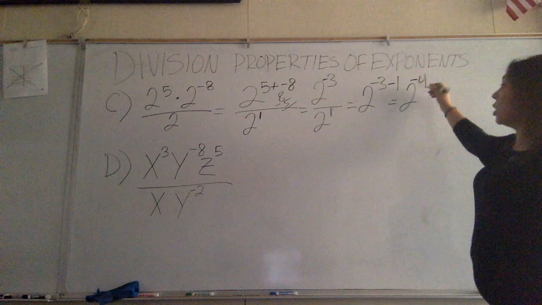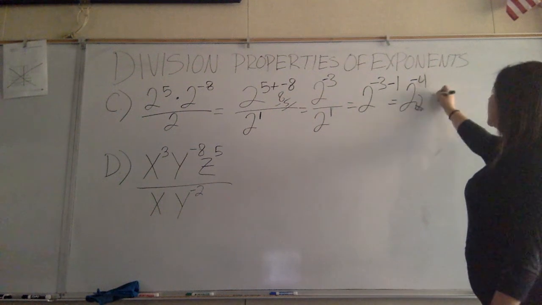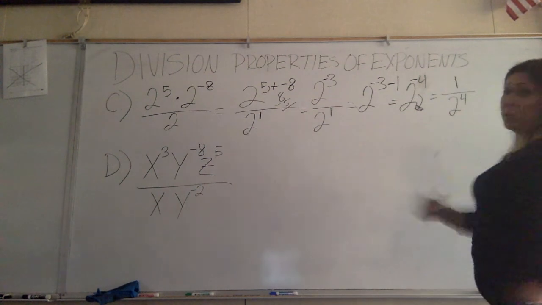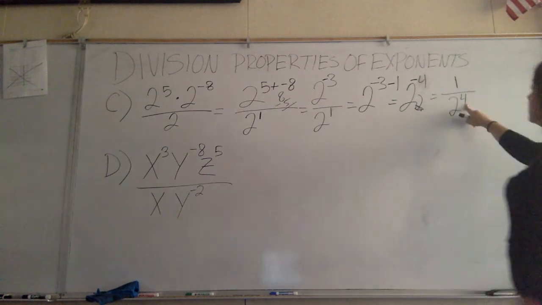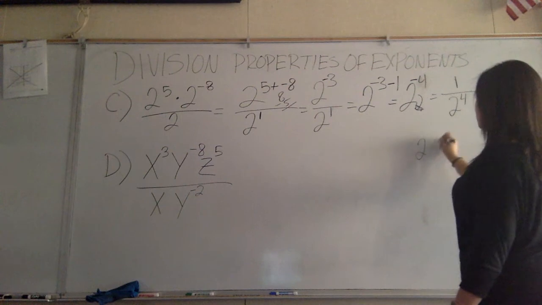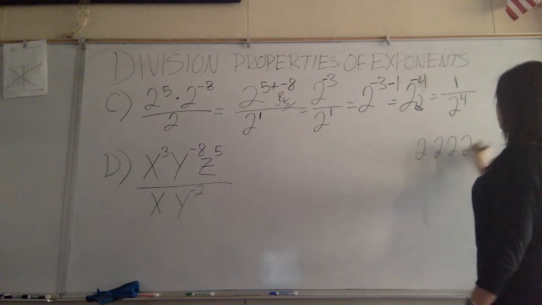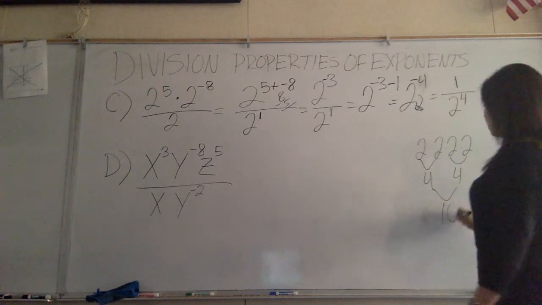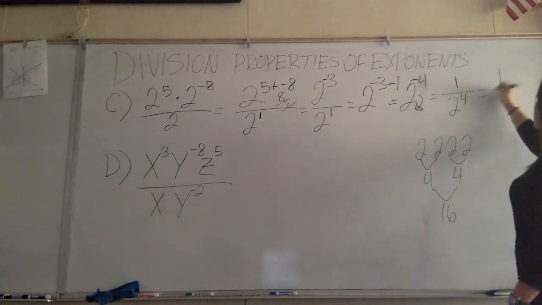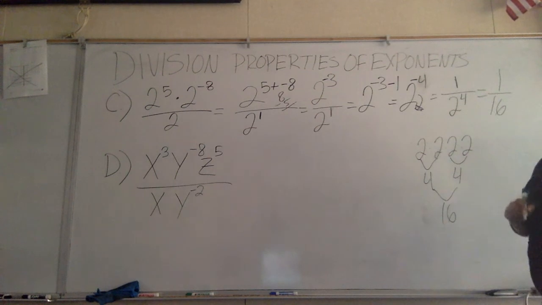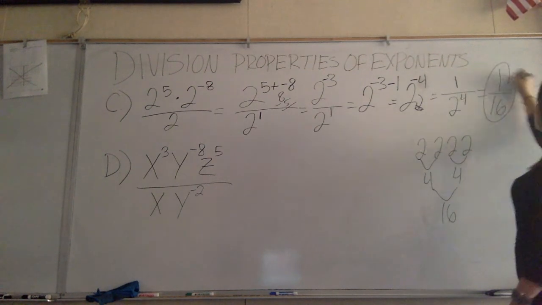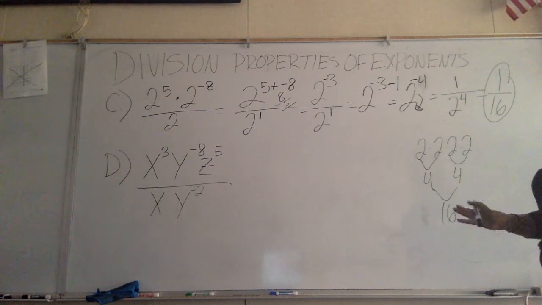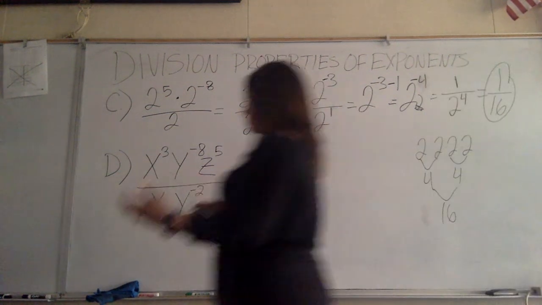Since this is a negative 4, we are going to bring this guy down. So I bring the 2 to the 4 down and put a 1 on top. Since this is a 4, I can do 2 times 2 times 2 times 2. 2 times 2 is 4. 2 times 2 is 4. 4 times 4 is 16. So my answer is 1 over 16. So this would be my answer for that one. All right, take a second to breathe. Take that all in.